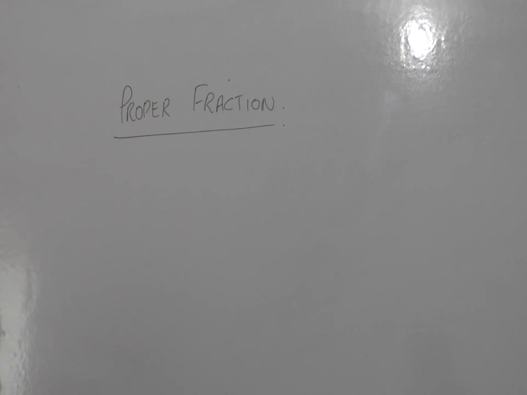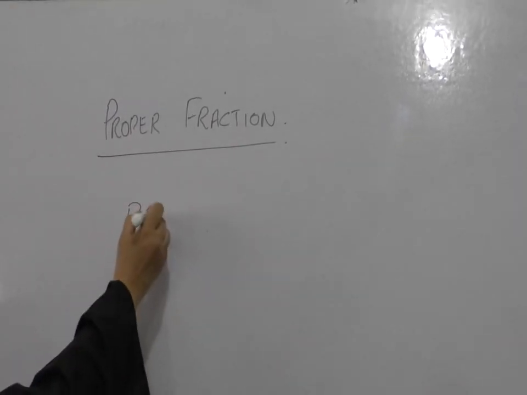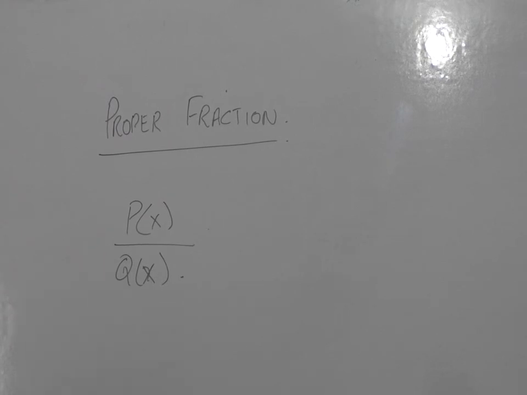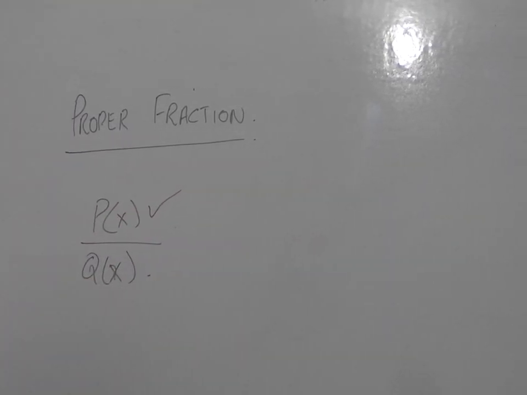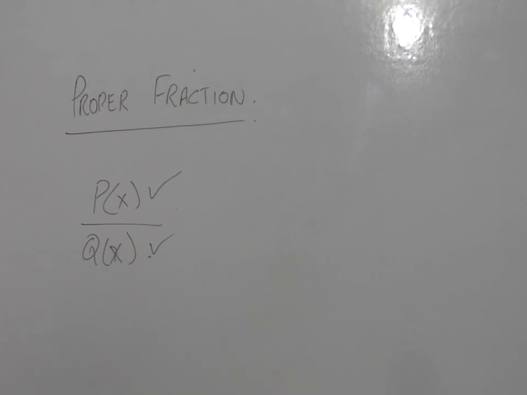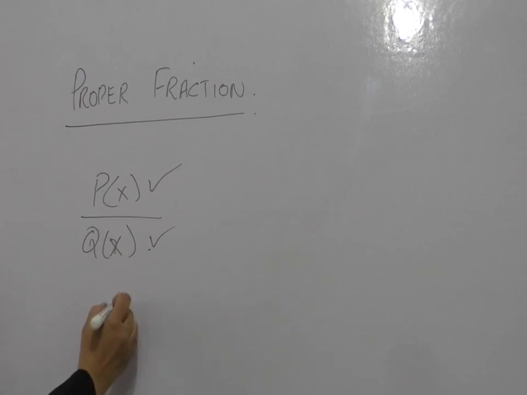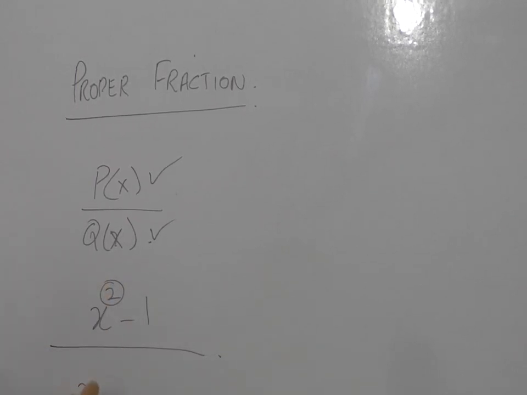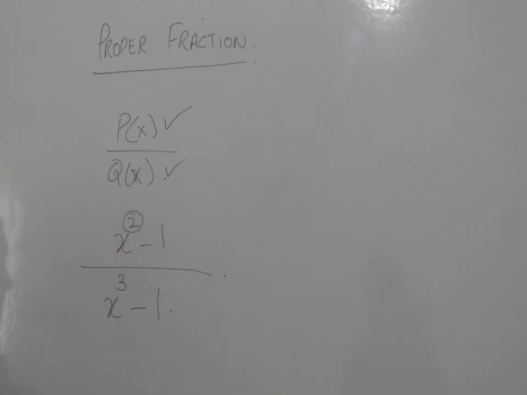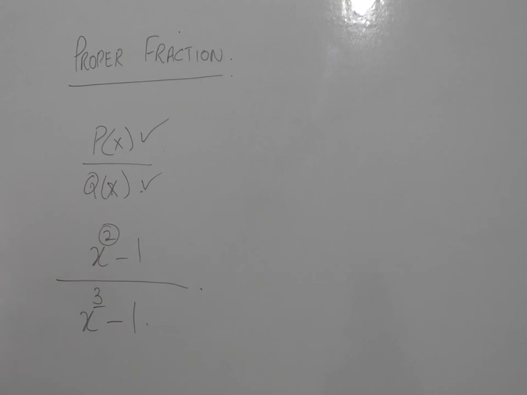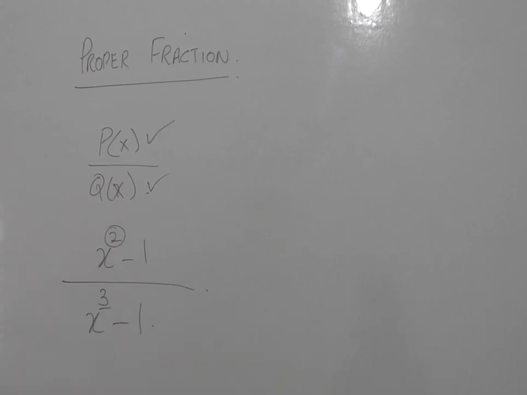In proper fraction, a rational fraction P over x or over Q over x, this is called a proper rational fraction if the degree of numerator is less than the degree of denominator. What is the degree? For example, if in numerator we have x square minus 1, its degree is 2, and in denominator it should be 3. This degree of numerator should be less than degree of denominator. That fraction is called proper fraction.